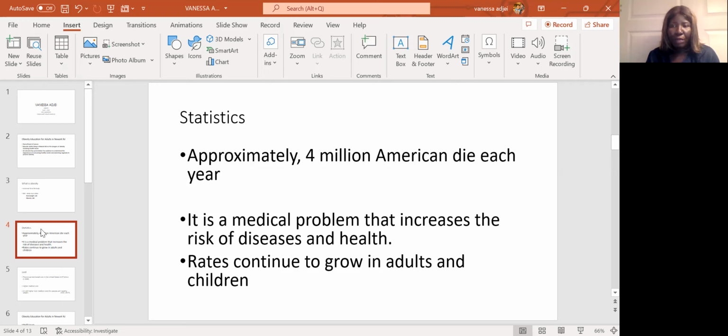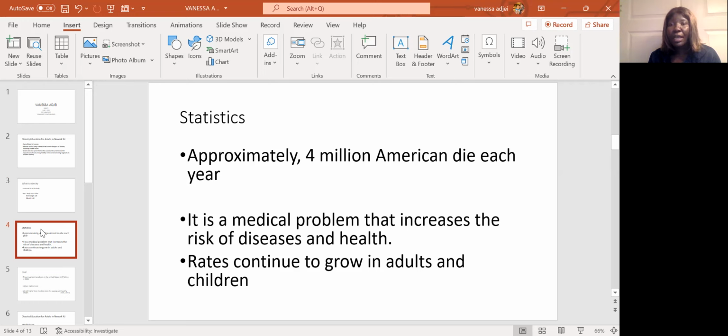It is a medical problem. You can't just say, oh, it's nothing. It is a medical problem that increases the risk of diseases. And each and every day, the rates are growing in adults and in children.